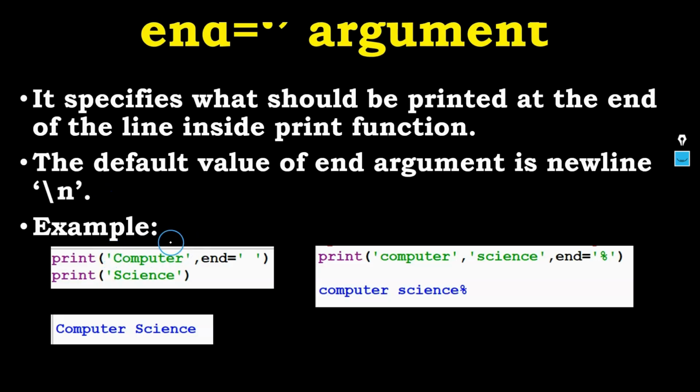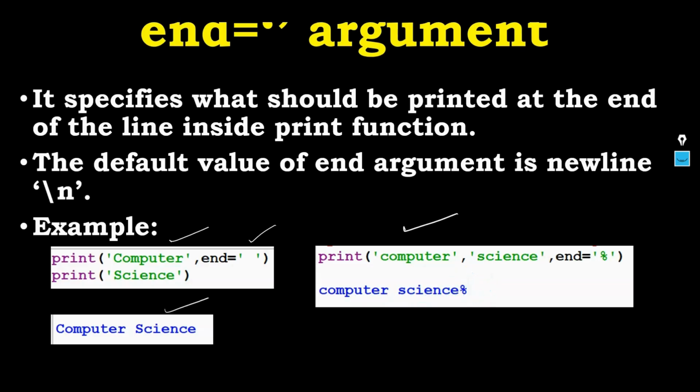First, if I give the print function to print computer, with end equals to one space, and print science on the next line, the first print function will print computer and read this end equals to space argument. It means the next print will be printed side by side with this print, giving some space in between. The second example is print computer science, end equals to percentage. At the end of the object computer science, it prints this percentage.